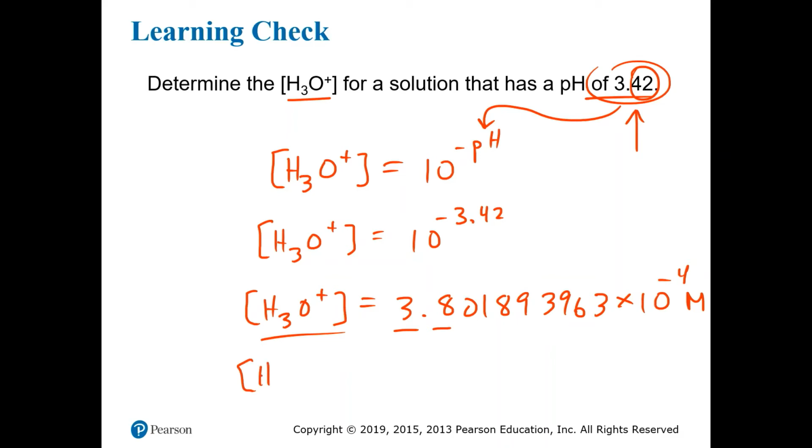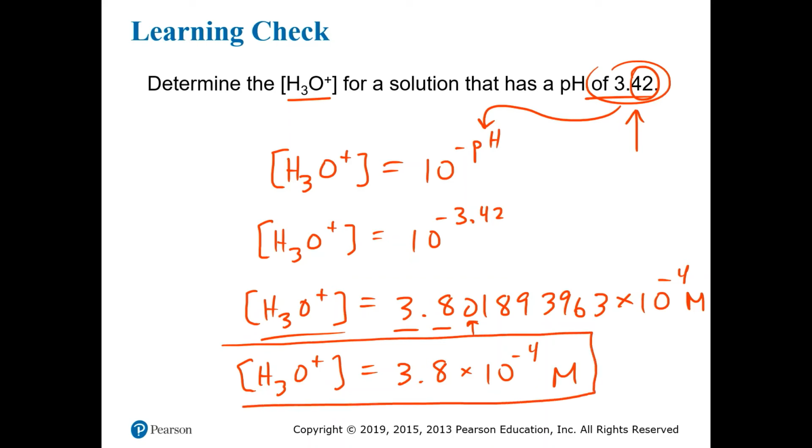So the correct answer here would really be the hydronium concentration equals 3.8. Since this is a 0, we don't need to round it up. We can just drop the remaining digits. So it'll be 3.8 times 10 to the minus 4 molar. Again, depending on your calculator, the output can sometimes be confusing if it's in scientific notation like this. So make sure you refer to your manual to find out how your calculator displays scientific notation in powers of 10 in the output.